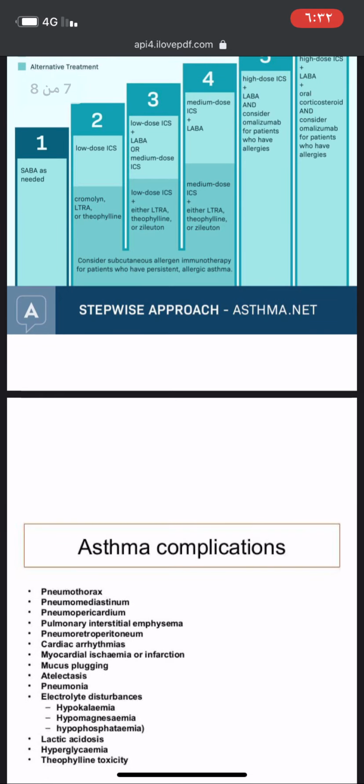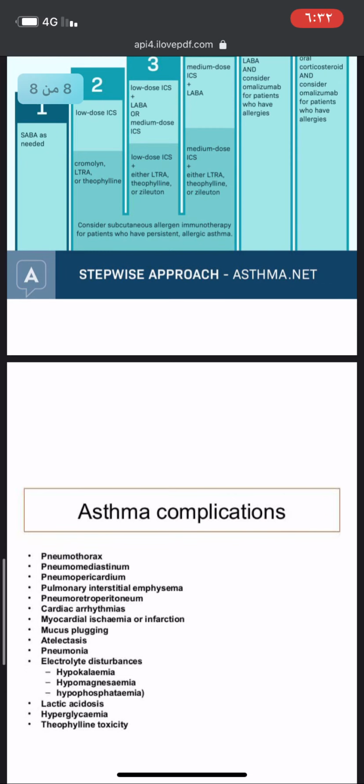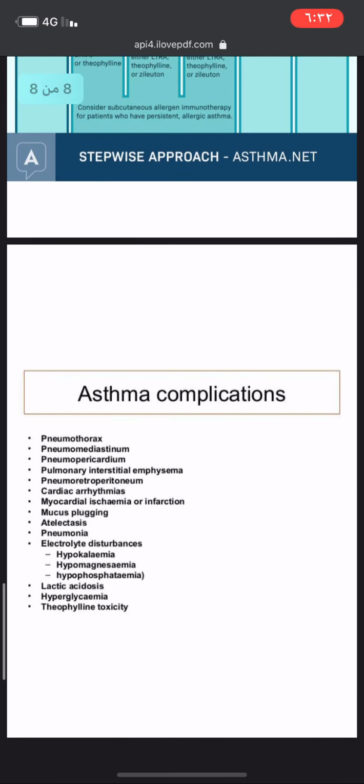Finally, asthma complications. It may be pneumothorax, which is the first complication you suspect if there is severe asthma, pneumomediastinum, pneumopericardium, pulmonary interstitial emphysema, cardiac arrhythmia, myocardial ischemia or infarction, mucus plugging, atelectasis, pneumonia, electrolyte disturbance, hypokalemia, hypomagnesemia, hypophosphatemia, lactic acidosis, hyperglycemia, and therapeutic toxicity.